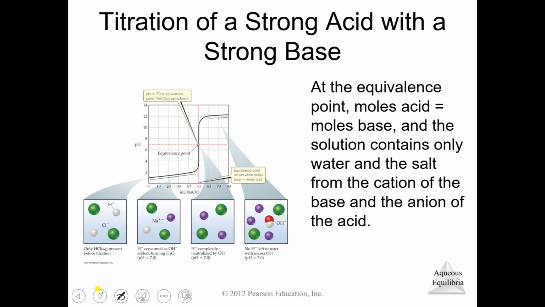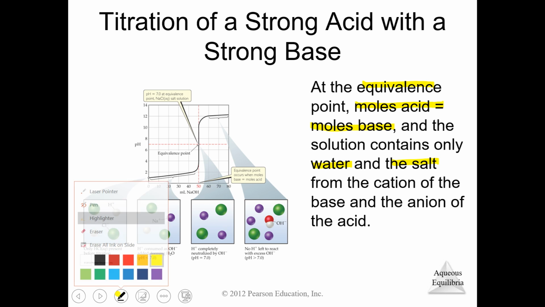The takeaway from this particular topic is that at the equivalence point, moles of acid equals moles of the base. That doesn't mean their volumes are equal. That doesn't mean their concentration is equal. All it means is that the moles equal themselves, and the solution contains only water and the salt present.